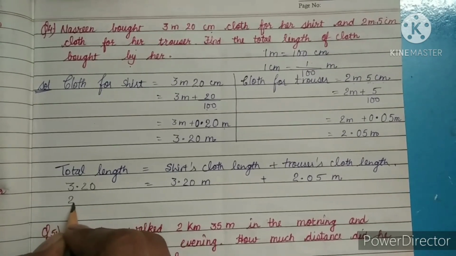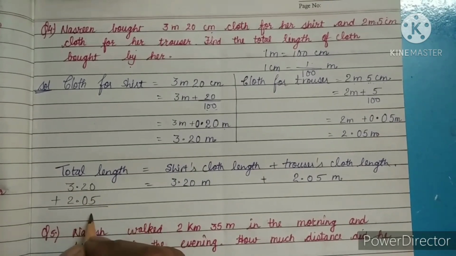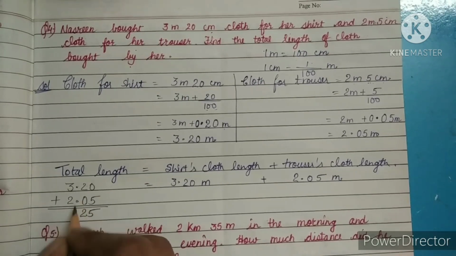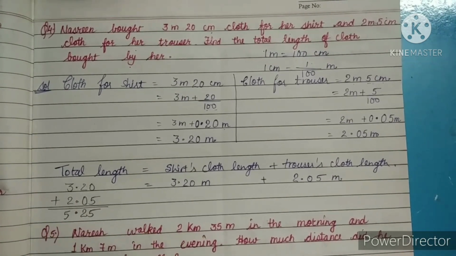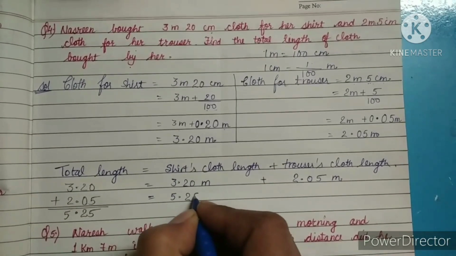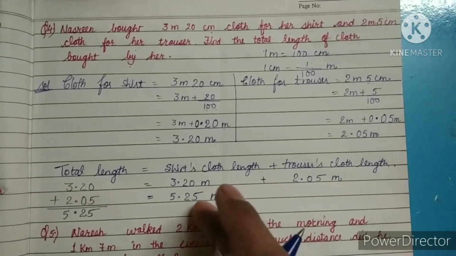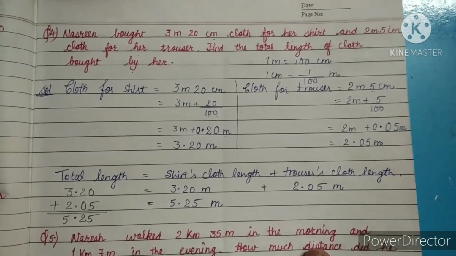3.20 and 2.05. 5 plus 0 is 5, 0 plus 2 is 2, decimal, 3 plus 2 is 5. So total length of the cloth is 5.25, unit will be meter. So this is the solution of question number 4.